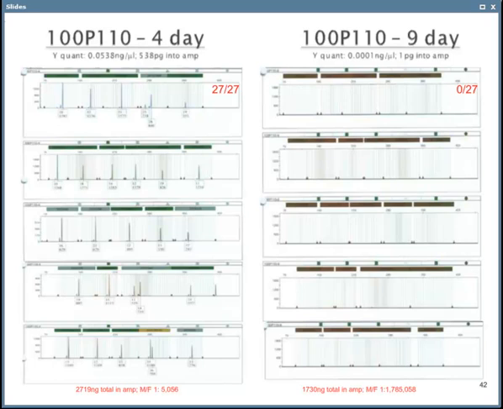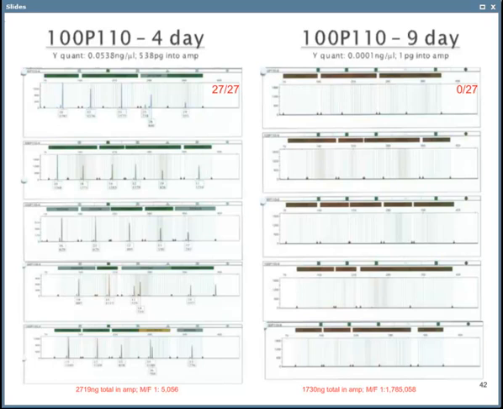Look at the 4-day on the left-hand side. The 4-day profile on the left-hand side, that's a Yfiler Plus profile, and you see that 27 out of 27 alleles were recovered. And that makes sense to us because the Y-Quant showed that we had 0.0538 nanograms per microliter. We added 538 picograms into an amp, so half a nanogram into the amp. So I would expect to get a result perhaps. The bottom says that we added 2.7 micrograms of total DNA into that amp, and the male-female ratio was 5,000 to 1. However, because we added half a nanogram of male, we got a result.